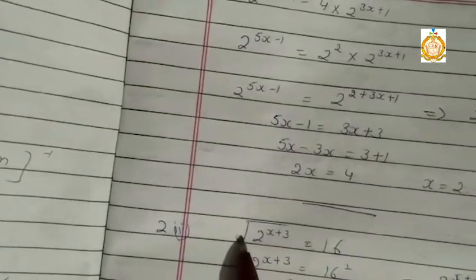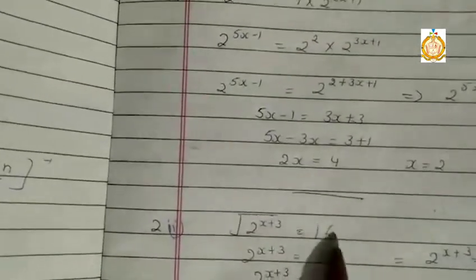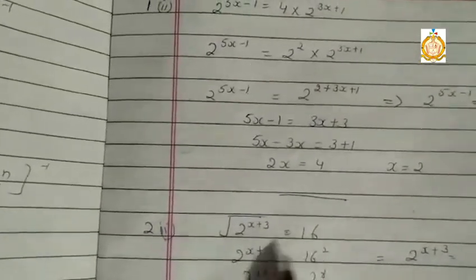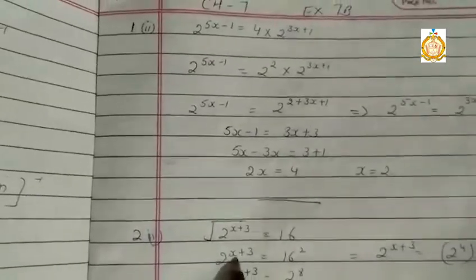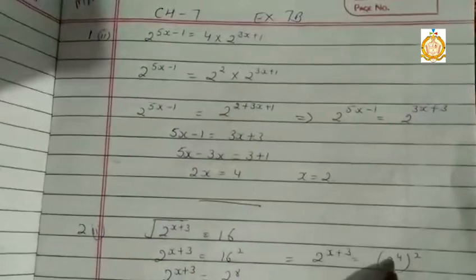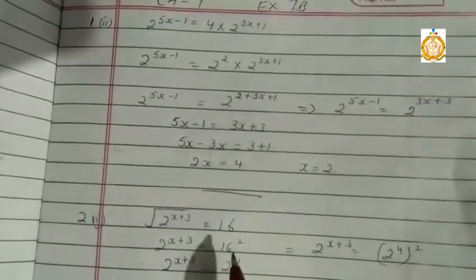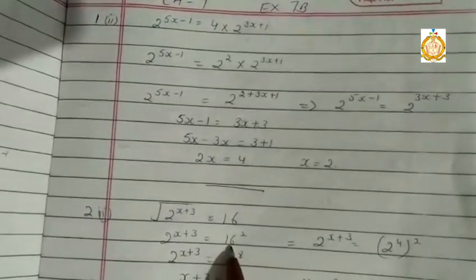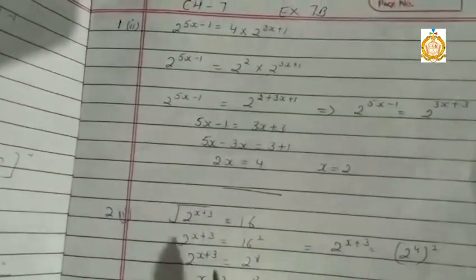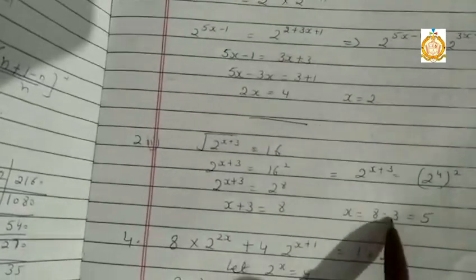In the next sum, see, there is a square root. This square root becomes power 1 upon 2. Or otherwise, we can square both sides. If I take the square of both sides, this square will cancel with the square root. Now there is 2x plus 3, then 2 raised to power 4 raised to power 2, because the factor of 16 is 2 multiply 2 multiply 2 multiply 2. That means 4 times 2. Now the bases are same, we can equalize the powers and find the value of x.